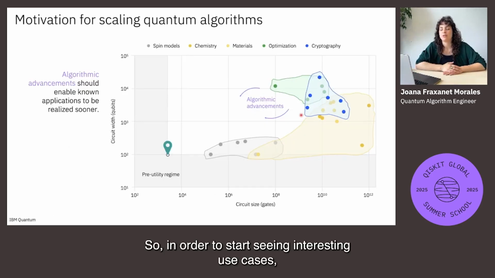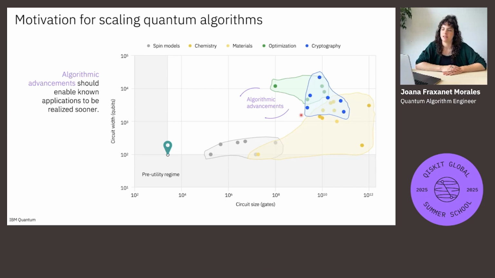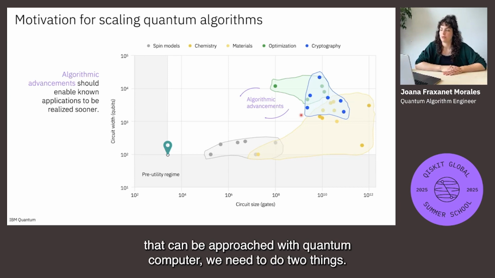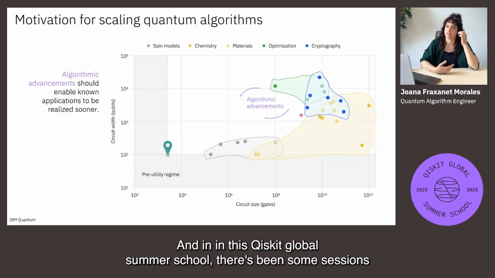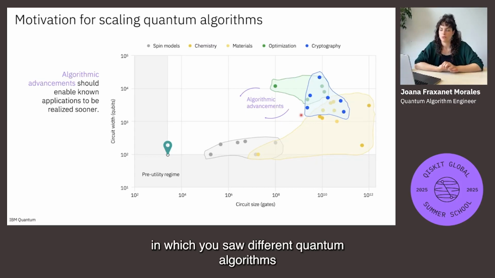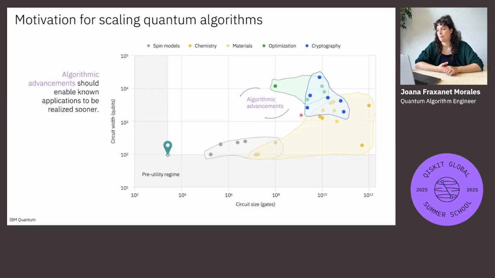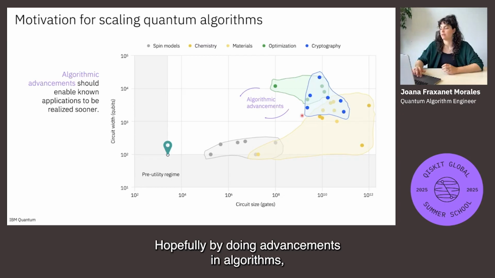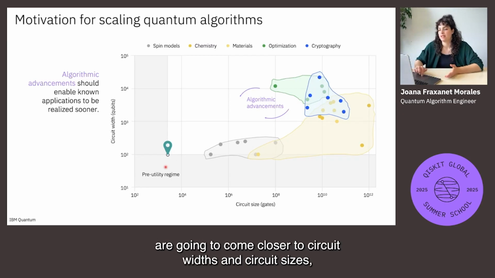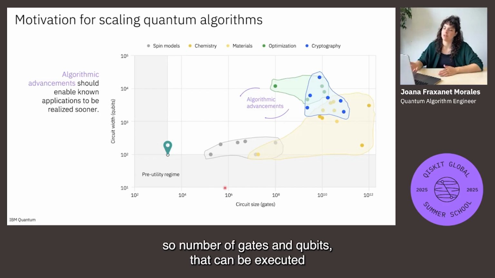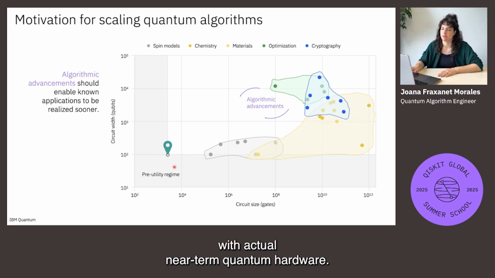So in order to start seeing interesting use cases that can be approached with quantum computers, we need to do two things. On one hand, we need advancements in different algorithms. And in this Qiskit Global Summer School, there have already been some sessions in which you saw different quantum algorithms and how we should be thinking about them nowadays. Hopefully, by making advancements in algorithms, some of the application use cases are going to come closer to circuit widths and circuit sizes, so number of gates and qubits, that can be executed with near-term quantum hardware.